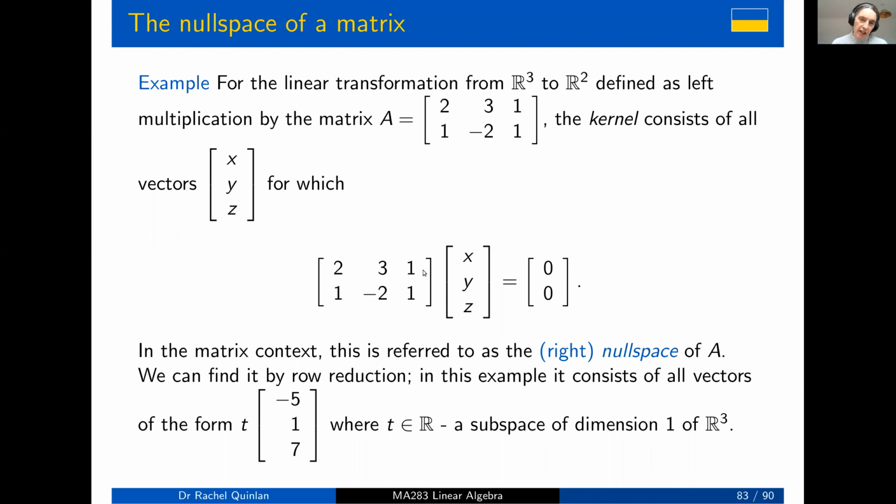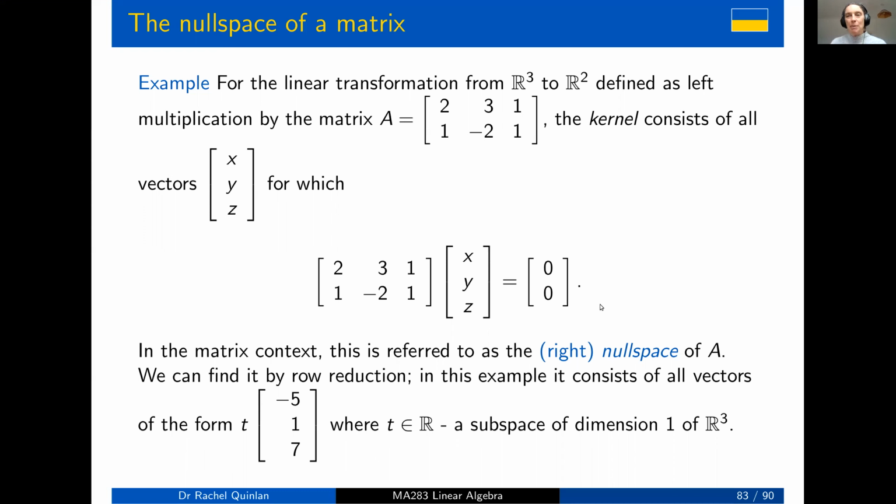And of course, one way of thinking about what that means is we're saying that (-5, 1, 7), with respect to the ordinary scalar product in R3, is orthogonal both to the row (2, 3, 1) and to the row (1, -2, 1). So when we're looking for elements of the right null space of a matrix, really we're looking for column vectors which are orthogonal to all the rows of the matrix. So we do have that kind of geometric interpretation as well of what's going on.